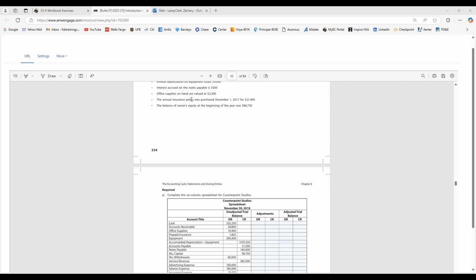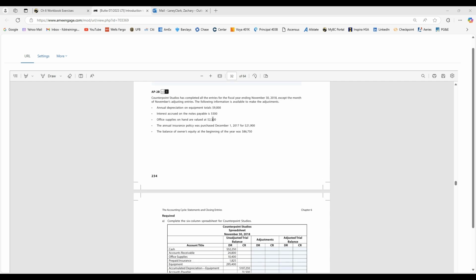You will have to back into the adjustment for office supplies. We've got 10,400 on the books, but the count showed 2,300. So we need to reduce that down to equal the 2,300, and you'll need to put the difference in the adjustments column there.